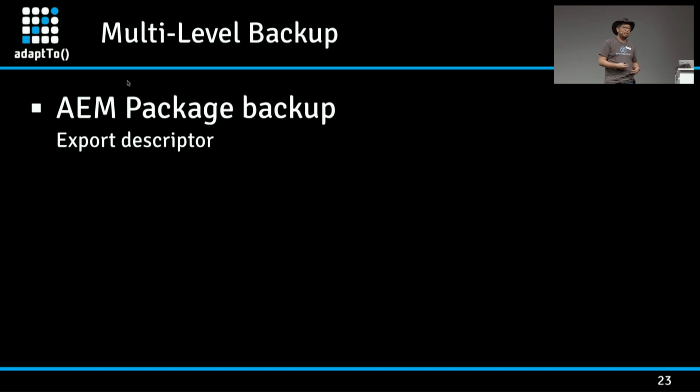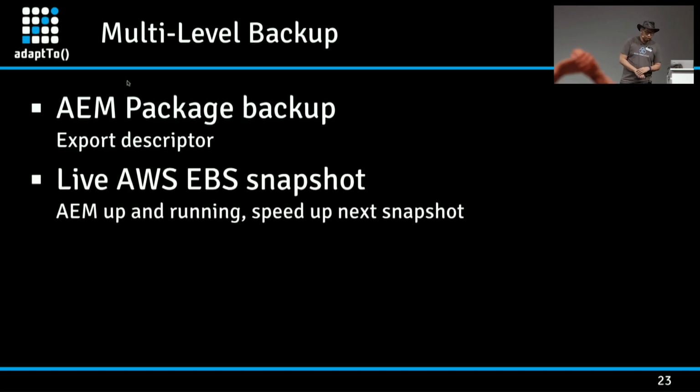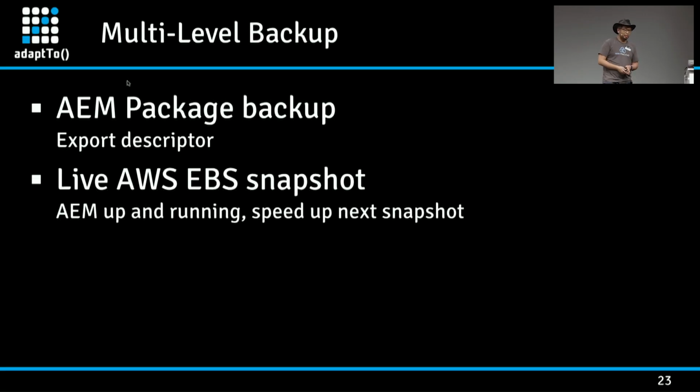So it's kind of handy for a training environment, for example, if you just want a set of data from one environment to the other, but you don't need the whole repository. There is also a live AWS EBS snapshot. So this is an EBS snapshot that's taken when AEM is up and running. The idea is that the more frequently you take the snapshot, the faster it is for the next snapshot to be taken. But having said that, we know that the repository sometimes ends up in an unhealthy state.